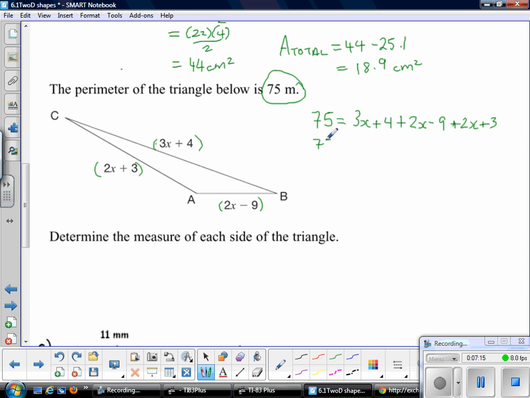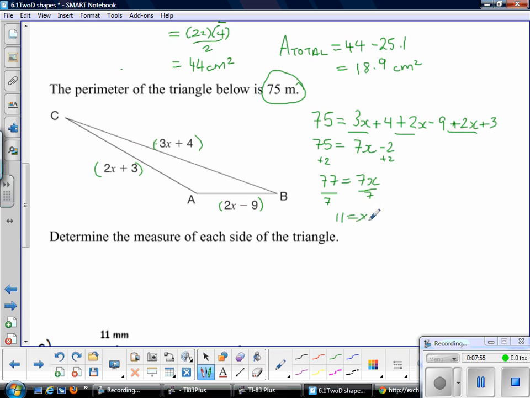Okay, so this is like gathering like terms. What things go together? Well, the 3x, the 2x, and another 2x. So I have a total here of 7 x's, and I have 4 and 3 is 7, minus 9 is negative 2. I'm going to add 2 to both sides. So I end up with 77 equals 7x. How do I get rid of the 7? I divide by 7 on both sides. So I end up with 11 equals x.